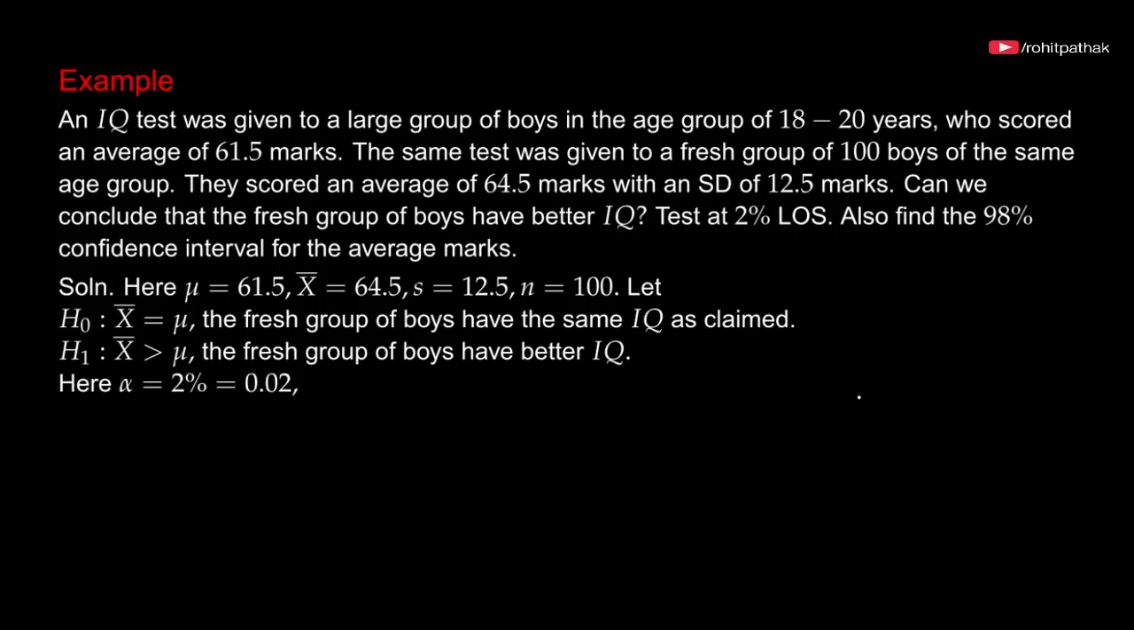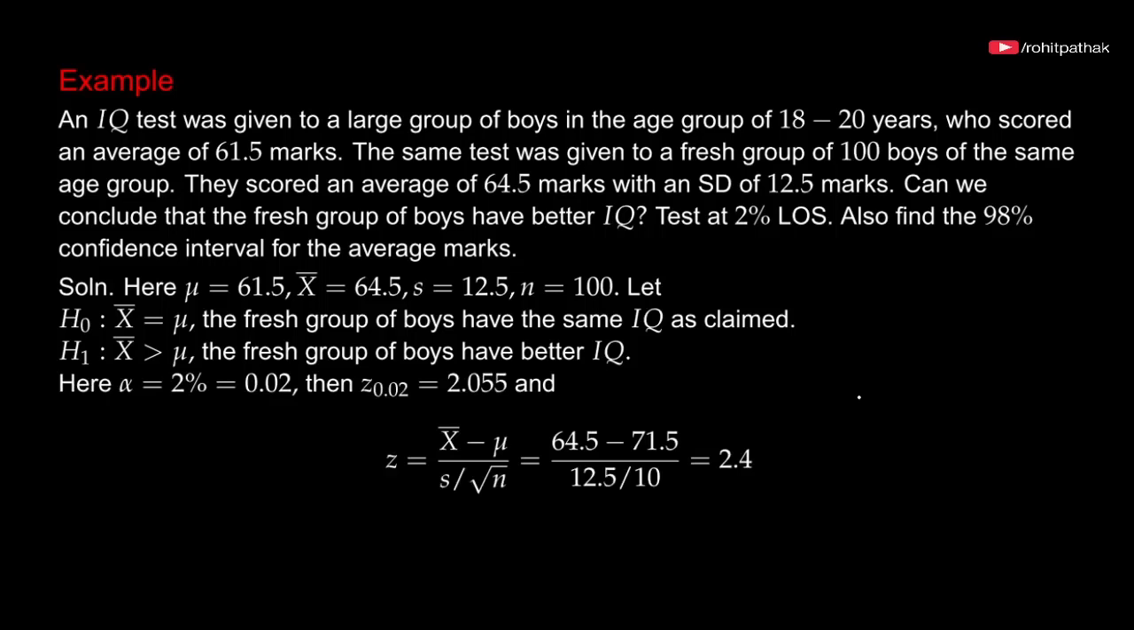Here level of significance is 2%. That means 0.02, and the critical value corresponding to 0.02 is Z equal to 2.055 on right hand side. So on right side we have 2% area. So this 2% area is corresponding to 2.055. This is region of acceptance and this is region of rejection.